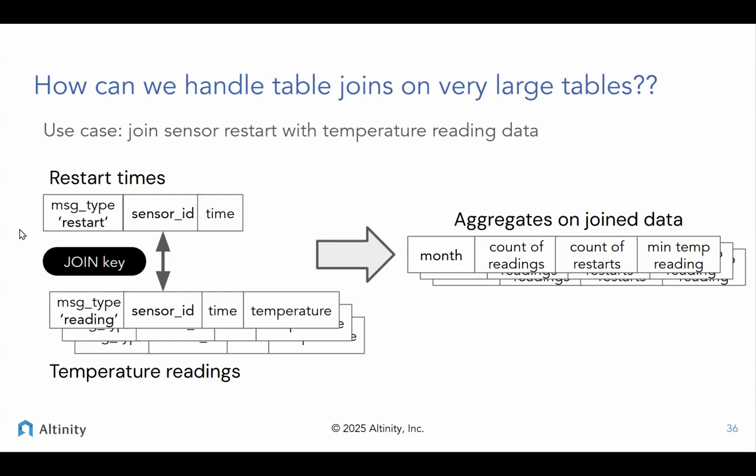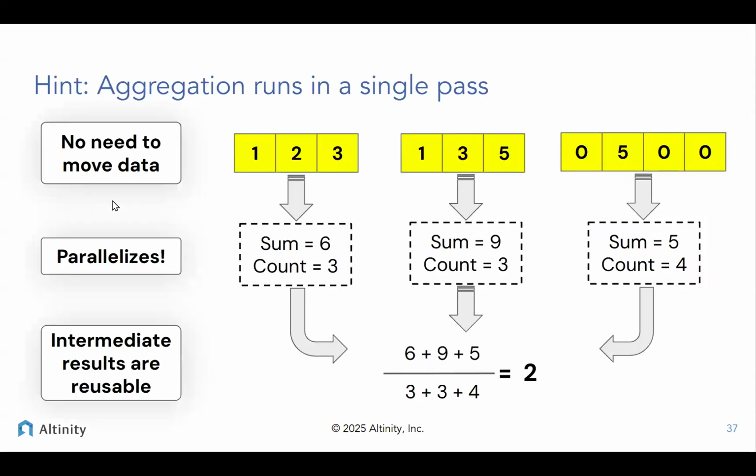In ClickHouse, we do this a little bit differently. One of the things, sort of a hint about how you solve this problem, is to think about aggregation. And aggregation is very powerful. Unlike joins, which often have to proceed in steps where you join two tables, then join another table, aggregation works in a single pass. So the question is, is there a way that we can make joins be like aggregation?